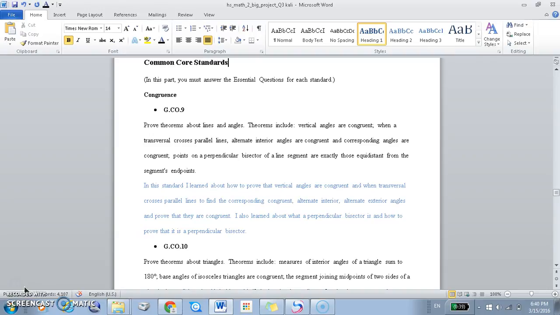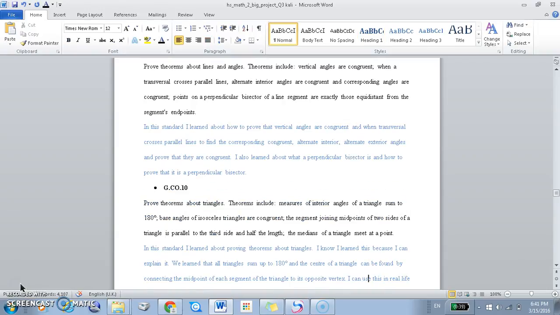I also learned about what a perpendicular bisector is. A perpendicular bisector is basically a line that cuts through a segment equally and cuts it into two equal parts at 90 degrees.